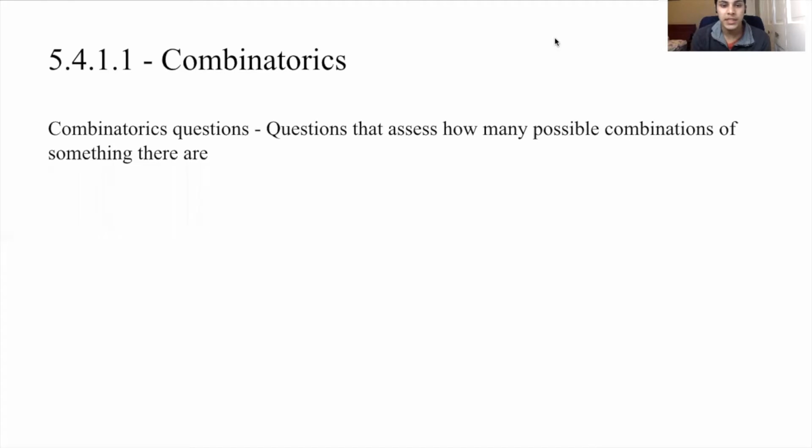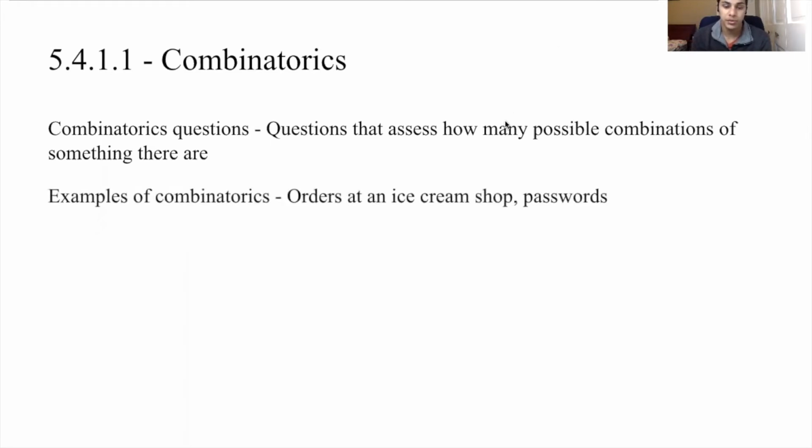All of Arithmetic Meet 5 is about either Combinatorics or probability. Today we're going to talk about the first one, Combinatorics, which are questions that assess how many possible combinations of something there are. Some examples of combinatorics in daily life are orders at an ice cream shop, how many different orders you could make, or passwords, like how many different passwords you could have on an iPhone or on a keypad or a garage code. Those are all examples of combinatorics because it's how many different combinations of something you can have.